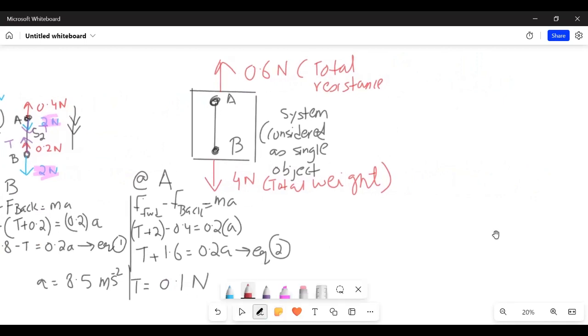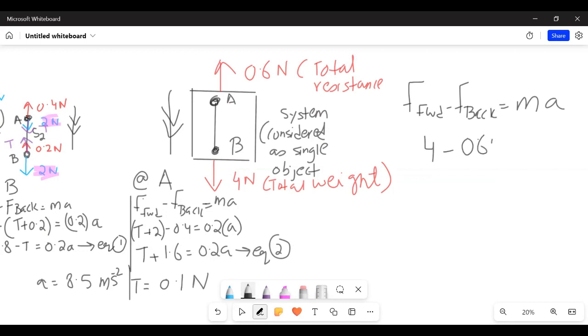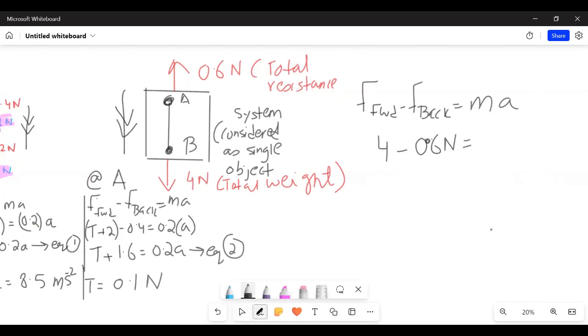फॉरवर्ड माइनस बैकवर्ड इज इक्वल्स टू m a, का F फॉरवर्ड माइनस F बैकवर्ड्स इक्वल्स m a। क्या है F फॉरवर्ड इस सिस्टम? 4 न्यूटन, क्योंकि ऑब्जेक्ट नीचे गिर रहा है ना। सो 4 न्यूटन माइनस बैकवर्ड वुड बी 0.6 न्यूटन इज इक्वल्स टू, व्हाट्स द मास ऑफ दिस सिस्टम? 0.4 होगा दोनों का कंबाइन करके। एग्जैक्टली, 0.4 combined mass times acceleration. Find acceleration from here, you should get the same acceleration.